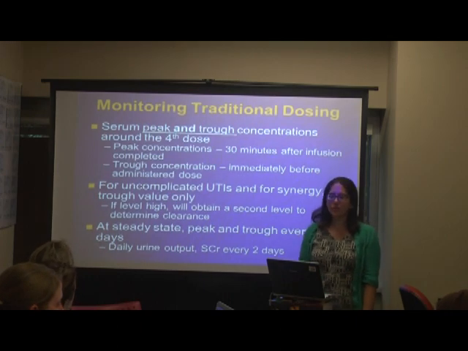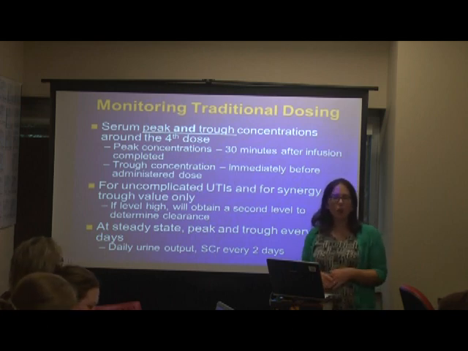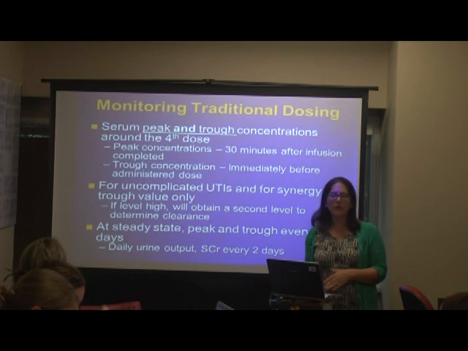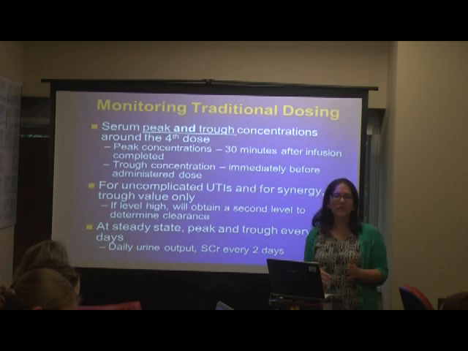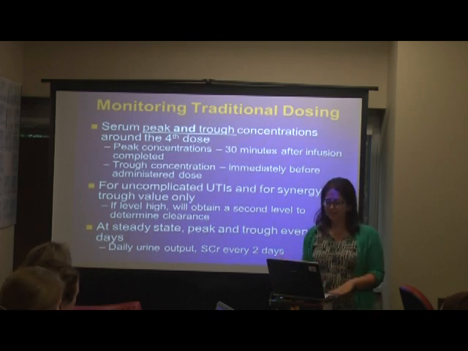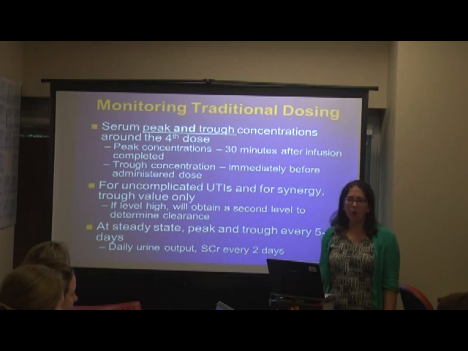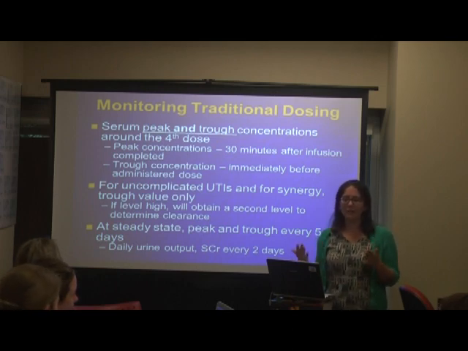So how do we monitor traditional doses? We want to get a serum peak and trough around the 4th dose. The peak concentration is going to be 30 minutes after the end of the infusion. So if the dose is due at 3 p.m. and it's given over half an hour, that's till 3:30, so we're getting the level at 4 p.m. And their trough concentrations are going to be immediately before our next dose. Just for convenience, we often time them for half an hour before the next dose so that there's a better chance the nurse is going to see that before trying to get that trough at the same time she's giving the next dose.